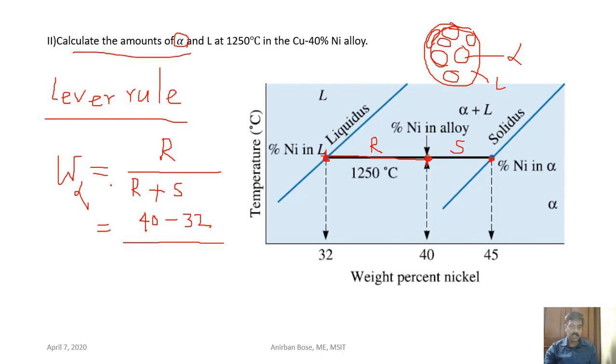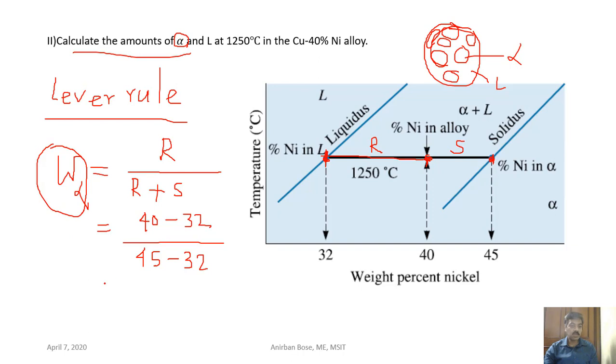And what is R plus S? R plus S is the total length. So that is this composition minus this composition. This composition is 45, this composition is 32. So it will be 45 minus 32. Clear? So this will be the weight fraction of alpha.